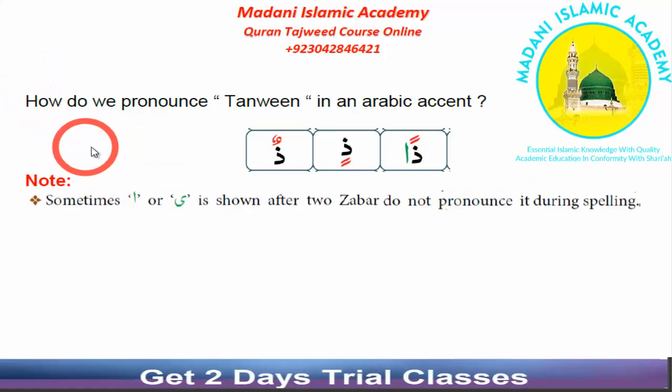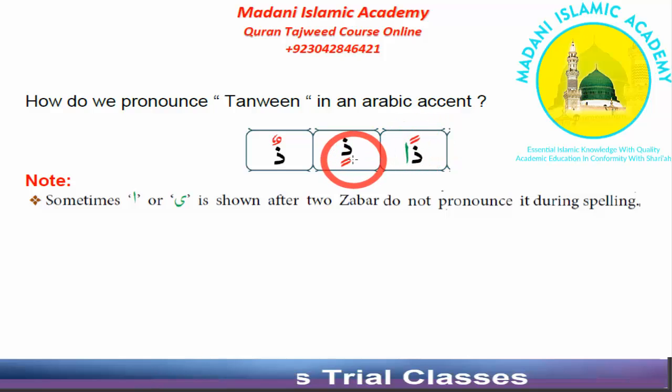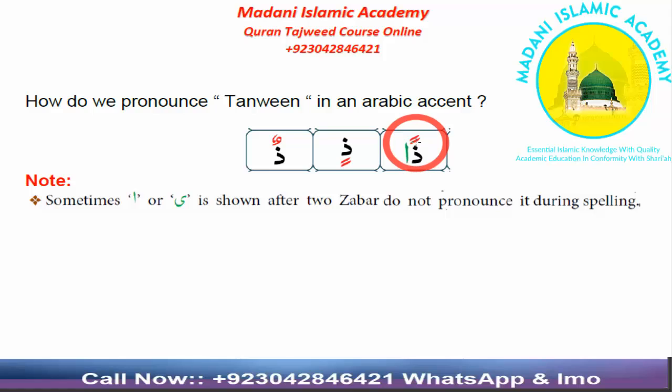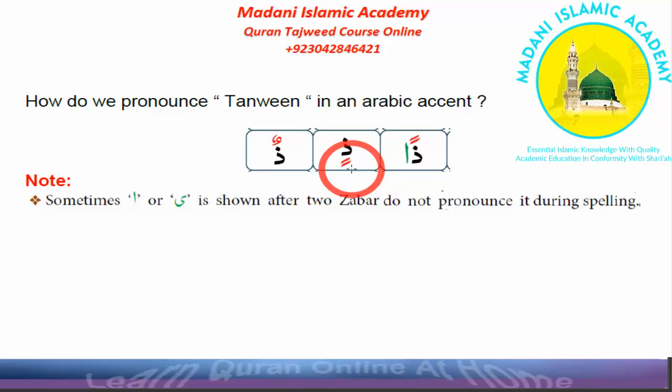How do we pronounce Tanween in an Arabic accent? This is the example of Tanween: two zabar, two zer and two pesh. Two zabar and two pesh are placed above the letter or top of the letter, whereas two zer is placed below the letter or bottom of the letter.